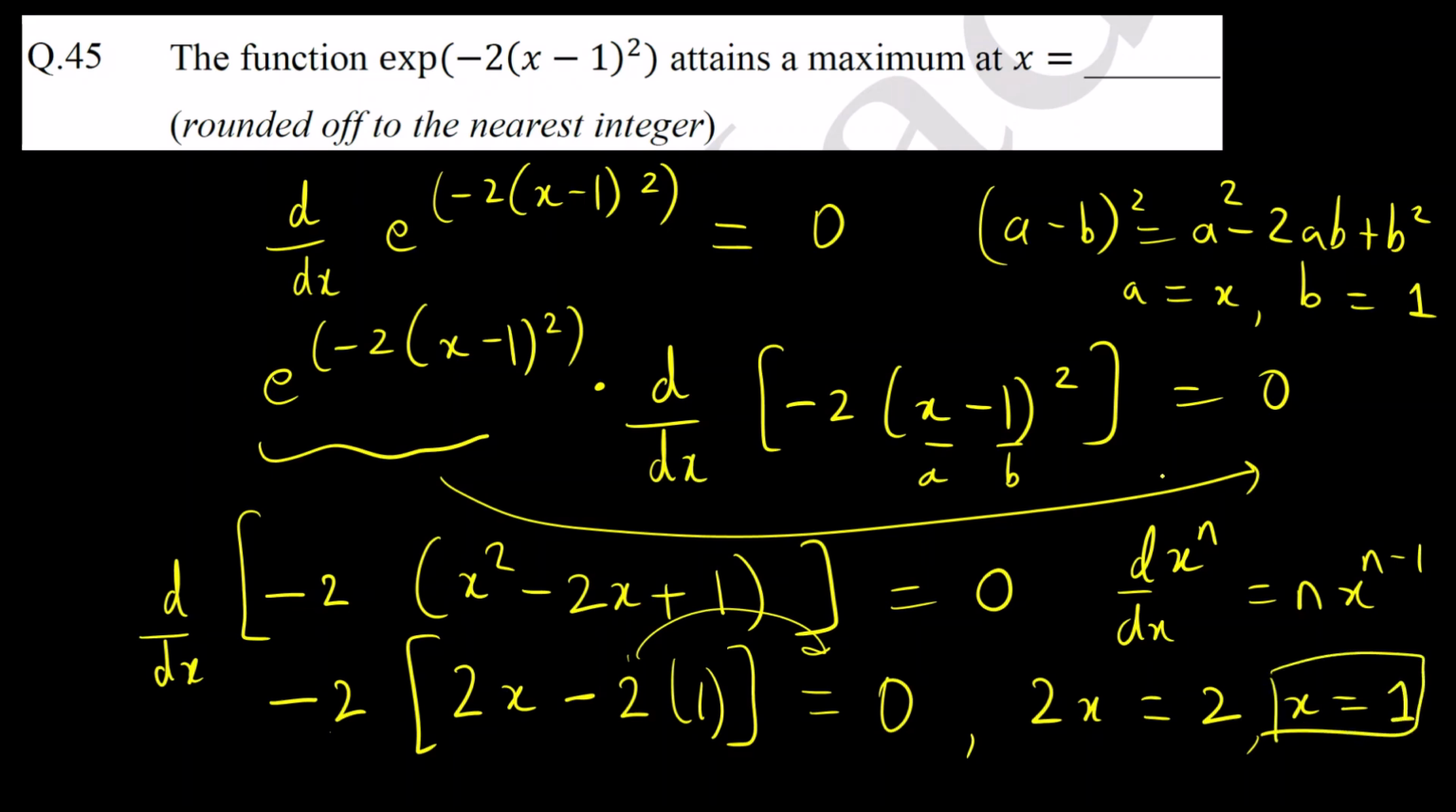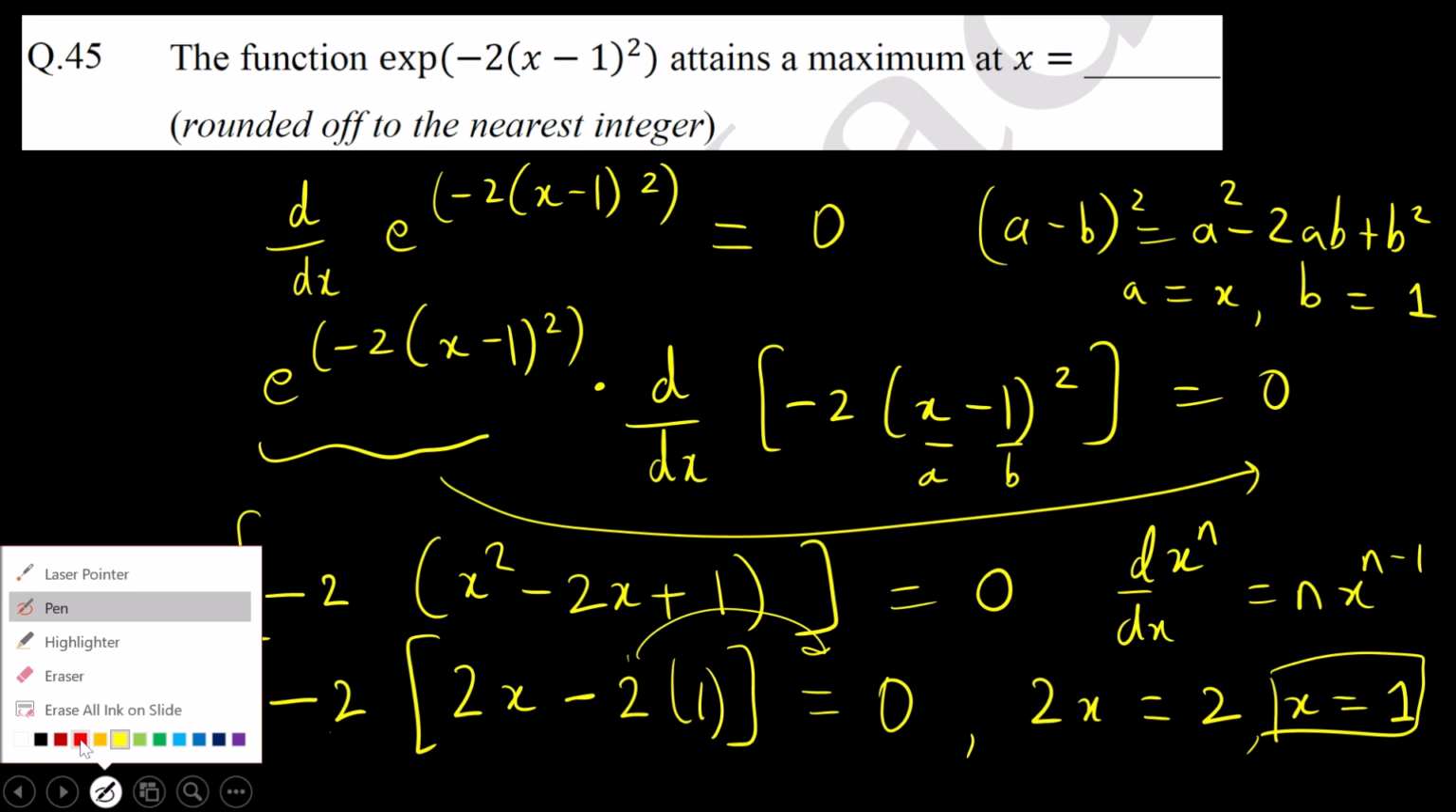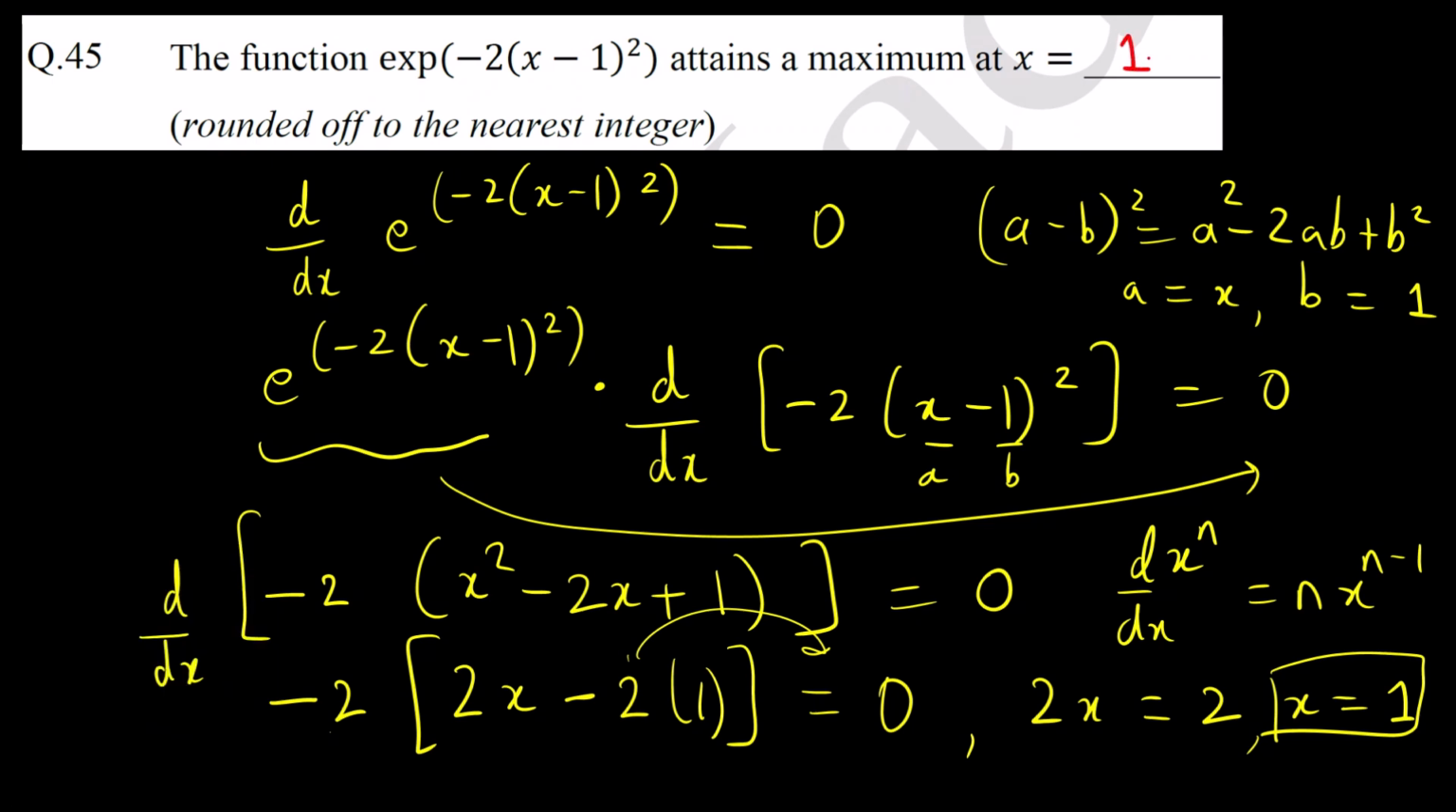So what is the final answer? X is equal to 1. Round off to nearest integer. So again you will write the answer as 1. Okay, so it is very simple what we did.